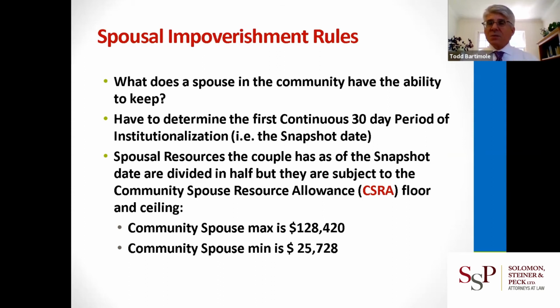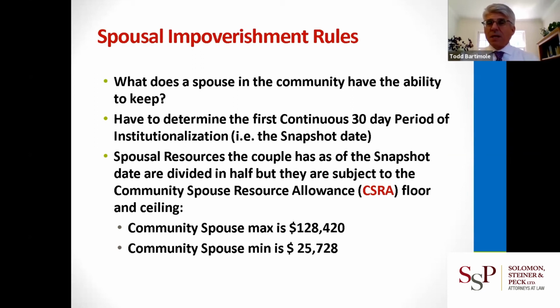Now, that doesn't necessarily mean that half of the assets are going to be in the husband's name and half in the wife's name, but they just look at them. It doesn't matter whose name it's in, okay? So the spouse in the community is allowed to keep a portion of the couple's assets. In order to determine what she keeps, we have to determine when the first continuous period of institutionalization is.